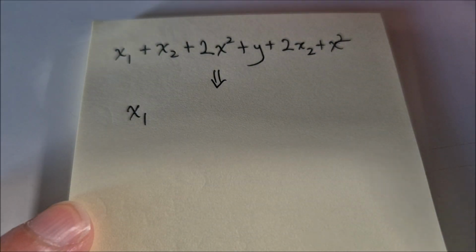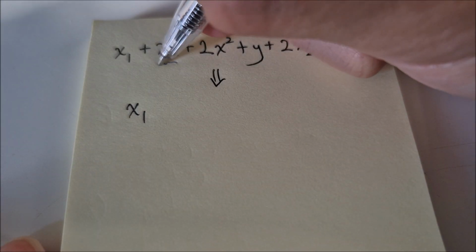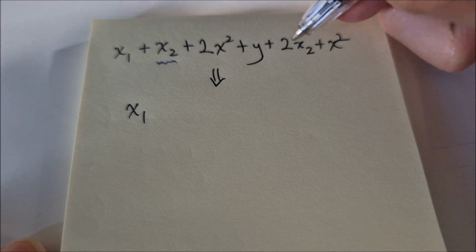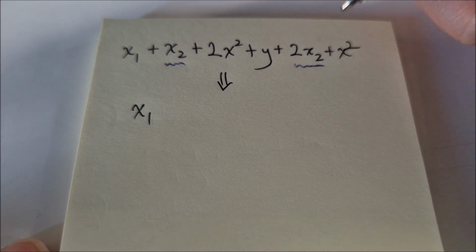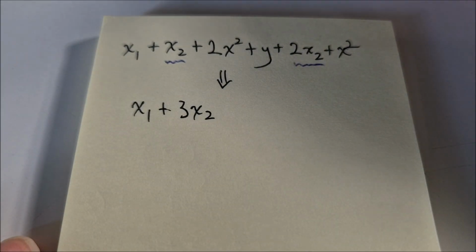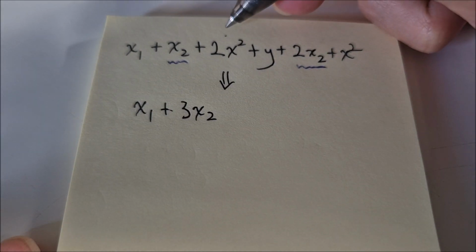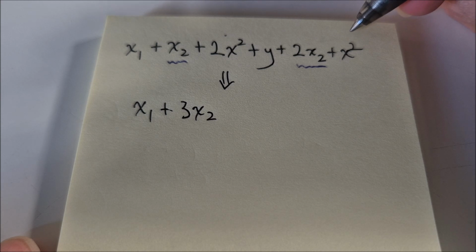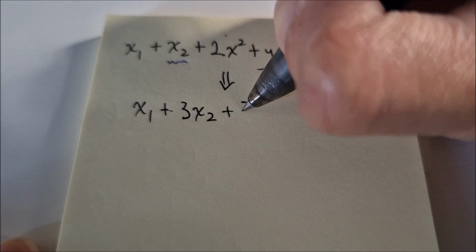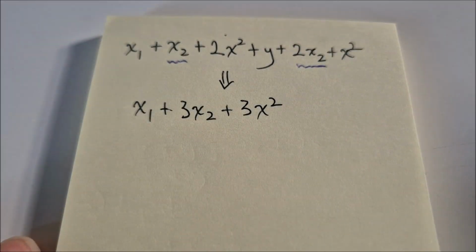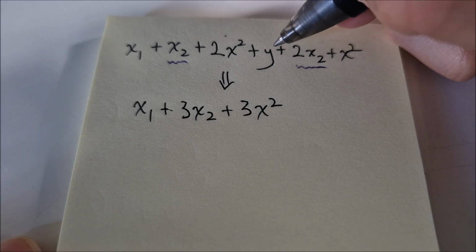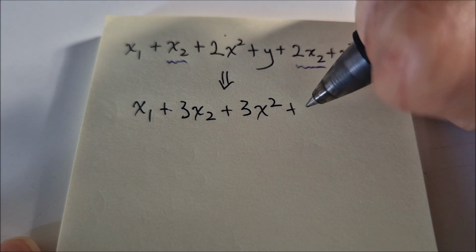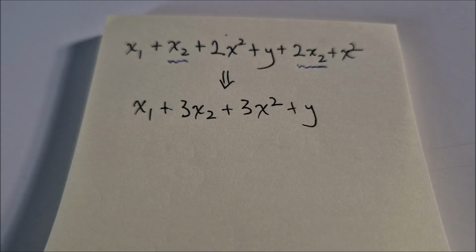We have x1, have an x2 here, 2 x2s over here. This combines to make 3x2, and then we have 2x squared here and an x squared, so that's just 3x squared, and then we have this y. That's the homework problem.